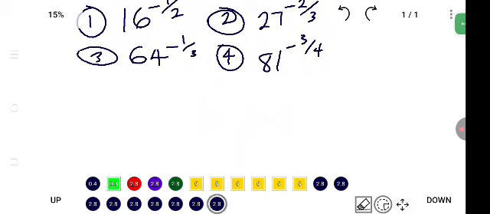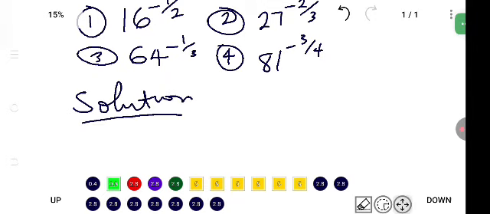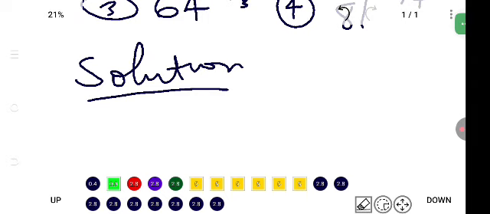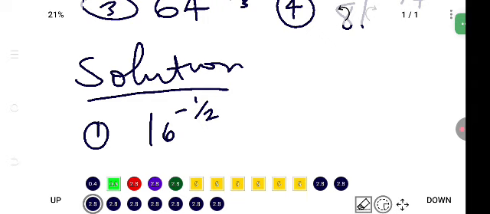Number 1 says: in number 1 we have 16 raised to power minus 1 over 2. Now when you look at this, you see that we are using negative index because the index, which is the power, is a negative number. Then it's also a fraction. That means we are making use of negative index law and fraction index law.